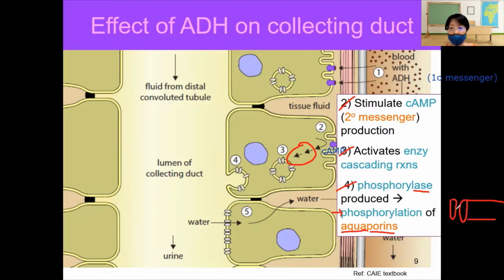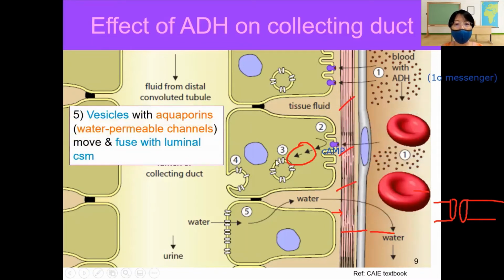Let's say this is the membrane, right? So these two are the protein that forms a little pore through it. So this is a channel protein, for water only, because aquaporin. So the enzyme phosphorylase will phosphorylate the aquaporins, and that will cause the vesicle, this is a vesicle containing aquaporin, to move towards the luminal cell surface membrane.